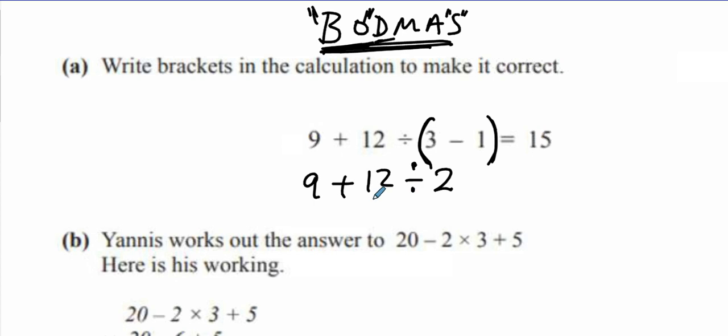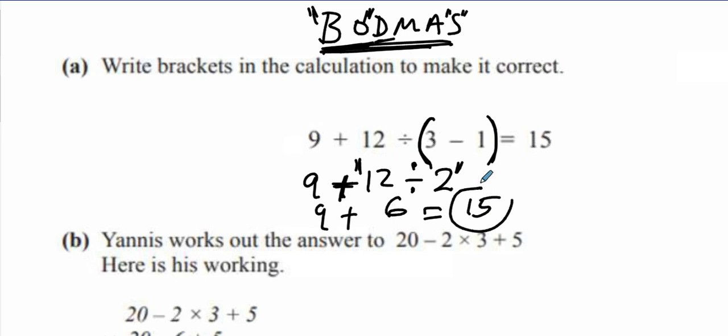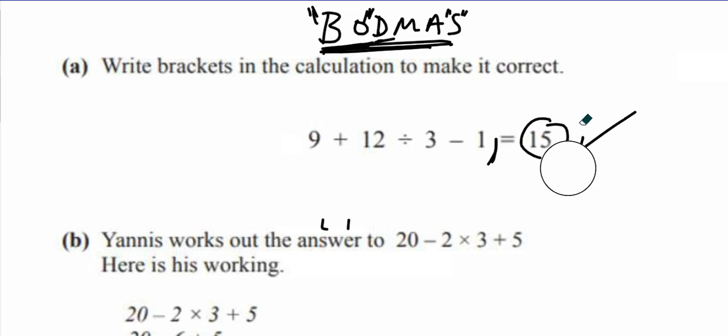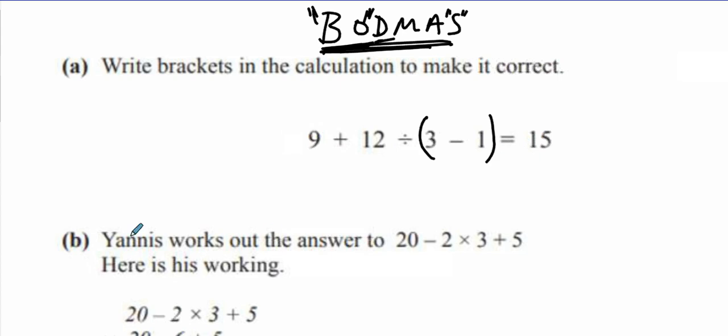Then after brackets, you do division before addition. So this will be 12 divided by 2, 6. Then you do 9 plus the answer you got over here, which is 6. Now what is 9 plus 6? 9 plus 6 is 15, and this is the correct answer. So the brackets will be written over here. Right? So the question was, write the brackets in this calculation to make it correct. This is done.